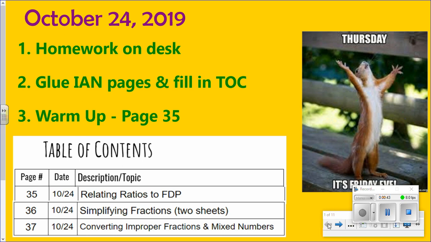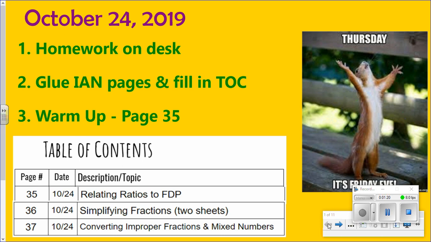Number two, I want you to glue all these pages in your notebook and fill in your table of contents. Right here, you can see exactly how I want you to write it: 35, 36, and 37. For 36, there are 2 sheets. The first one says at the top, writing fractions in simplest form, and the other is a tiny piece of paper that says reducing fractions. Glue those sideways so both fit on your paper without folding.